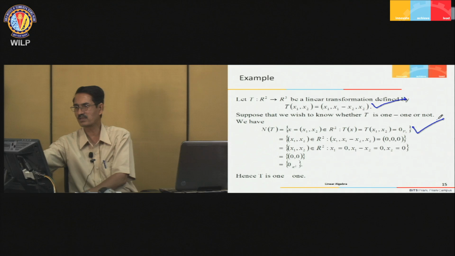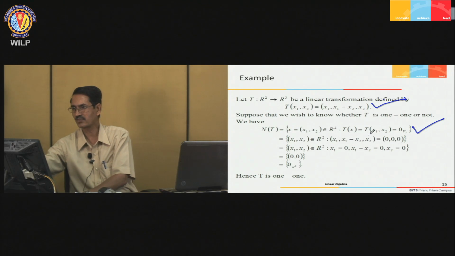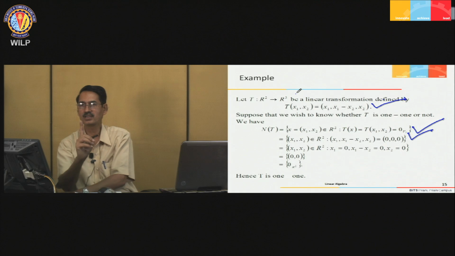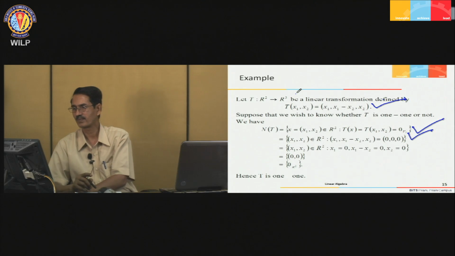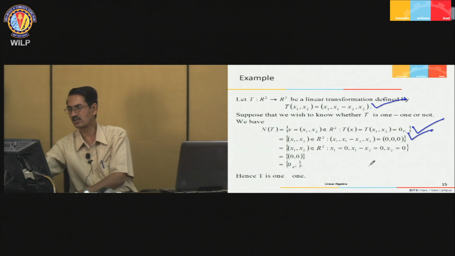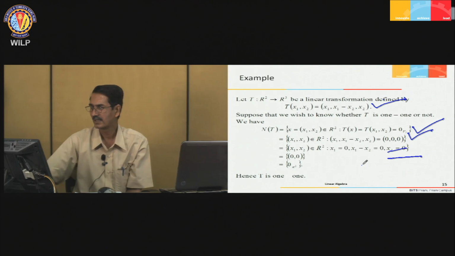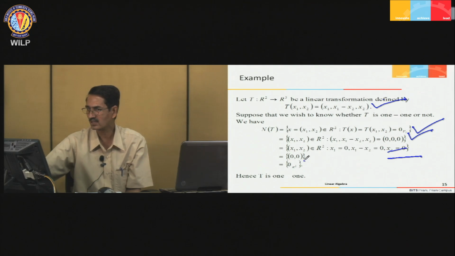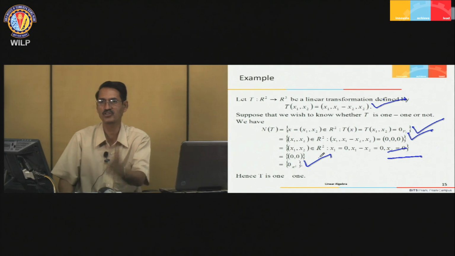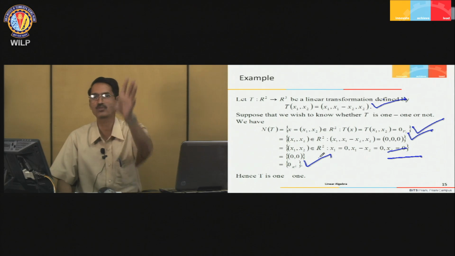And T of (x1, x2) is given here as (x1 minus x2, x2), and that is equal to 0 of V. V is R3, so 0 of R3 is (0, 0, 0). Therefore x1 is 0, x1 minus x2 is 0, and x2 is 0. x1 is 0, x2 is 0, x1 minus x2 is 0, therefore x1 and x2 both are 0. Therefore, see that the null space of T consists of only one element, that is the 0 element of R2, therefore T is 1-1.